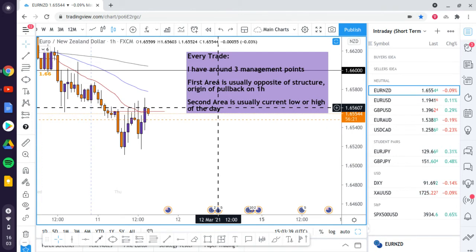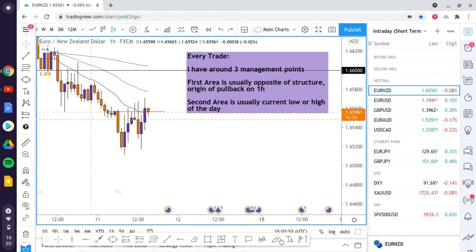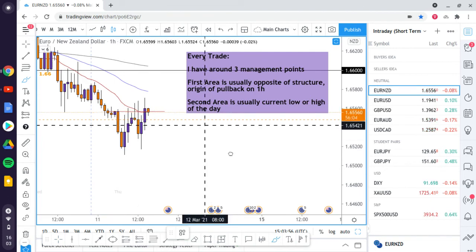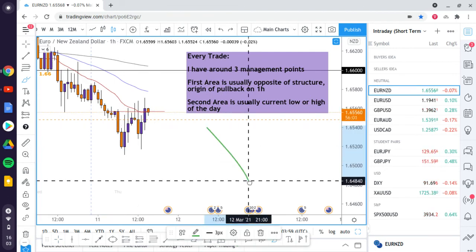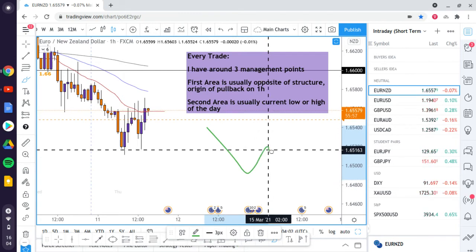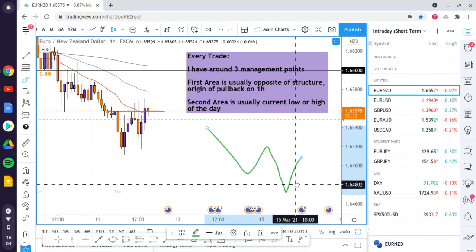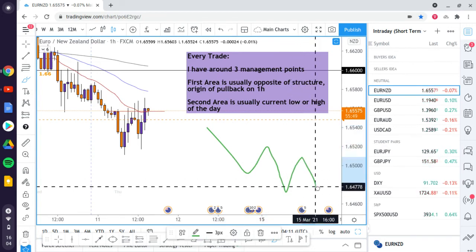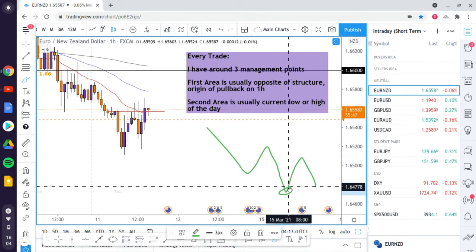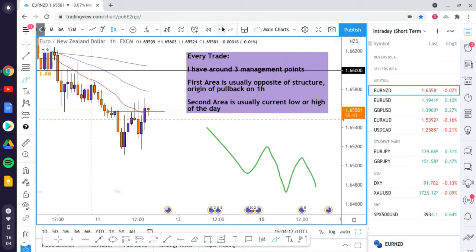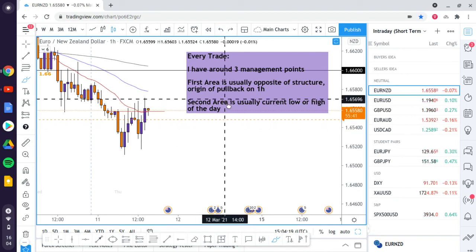I have my stop loss figured out before I enter. I have my 3 management points figured out. They're all pretty self-explanatory. First area, usually opposite side of the structure, origin and pullback. So something like you have the trend, and then you pull back, and then you drop again, and then you pull back. And obviously, again, the main target is going to be the origin of that pullback. And then if it goes further, it goes further. And obviously that's extra pips for you.